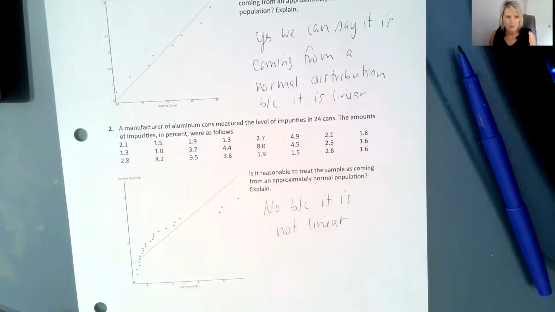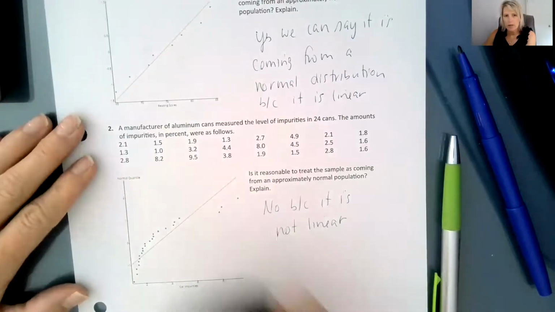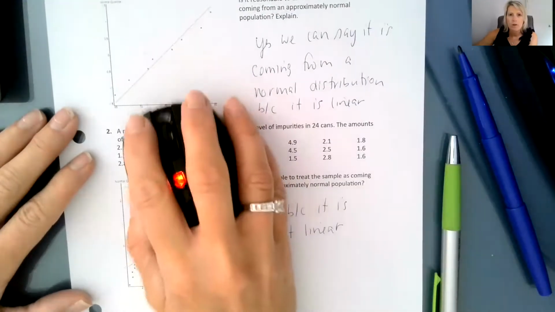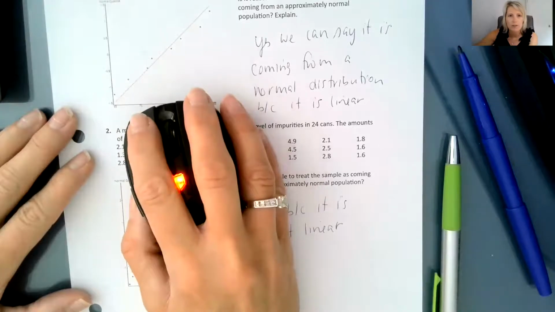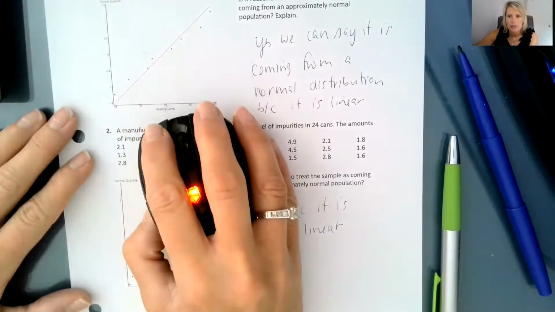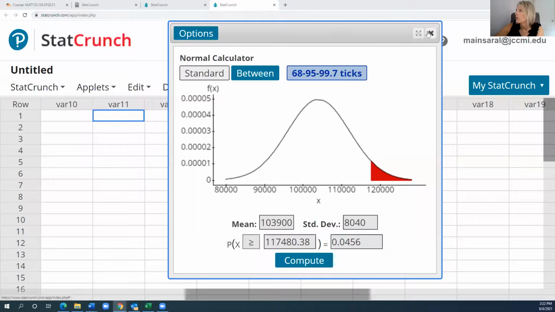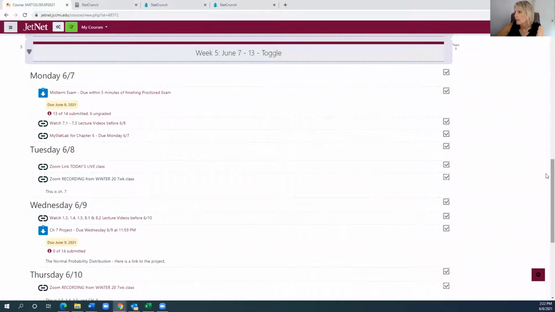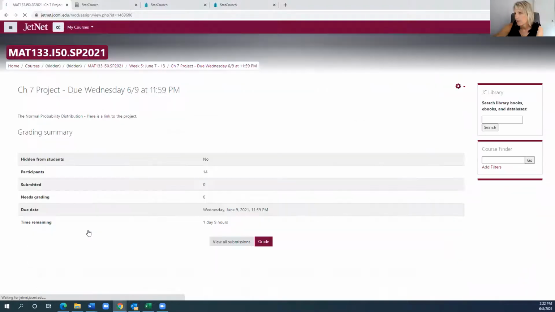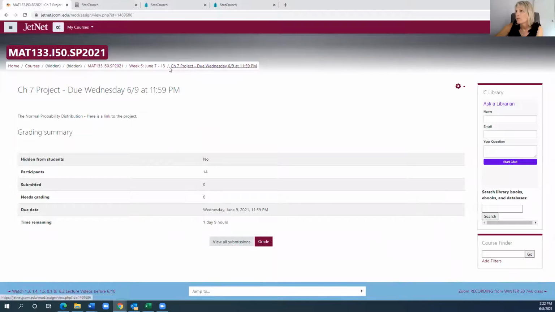So 7.3 is nice and short. So focus on chapter 7 for your project. Also, I'm going to share and look at your project here momentarily. So if you go into JetNet and click on your chapter 7 project right here. Oops. No.